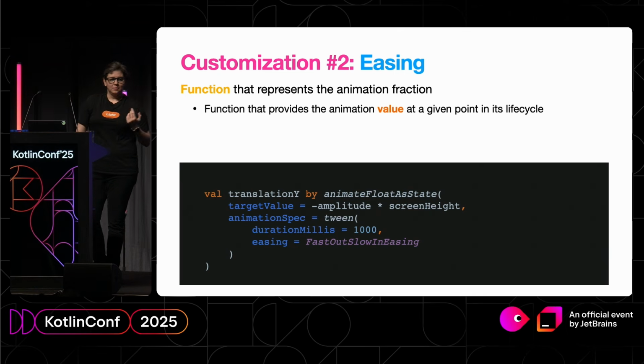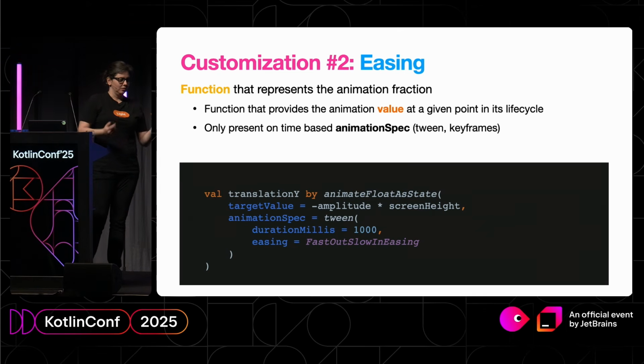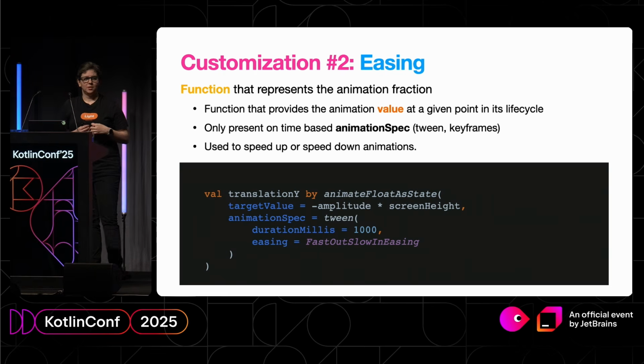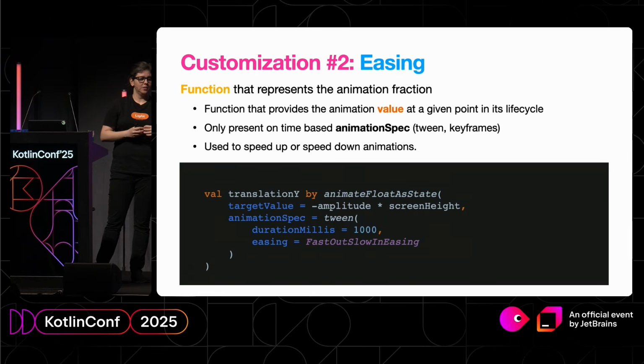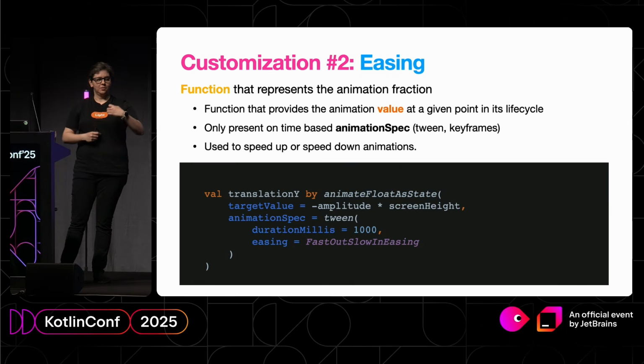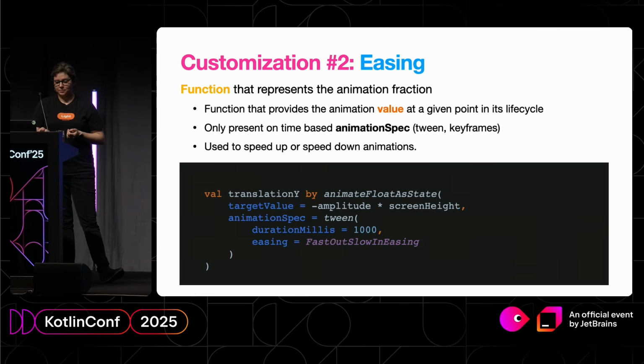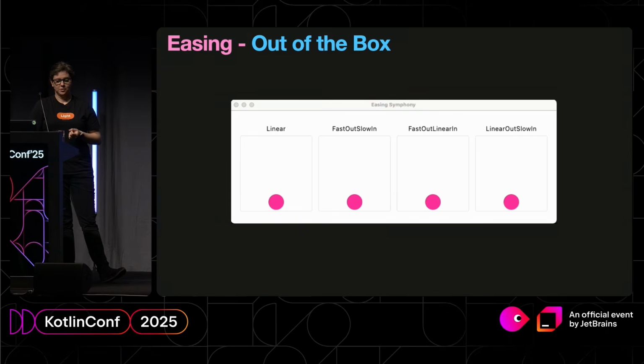Now, the important thing about easing is that it is actually not available in all of the animation specs. These are only available in time-based ones, like tween and keyframes. And the main use of them is not to get the actual whole animation spec value. It's mostly used to speed up or speed down the animation. So, recapping. AnimationSpec is going to be the whole thing. It's basically going to contain the whole information on how this value is going to change. Easing is going to be part of this AnimationSpec, and it's going to be mostly focused on velocity.